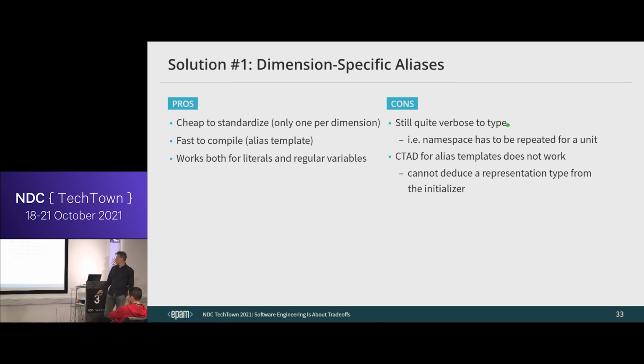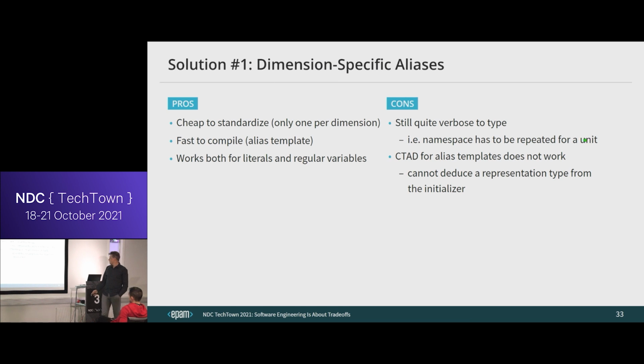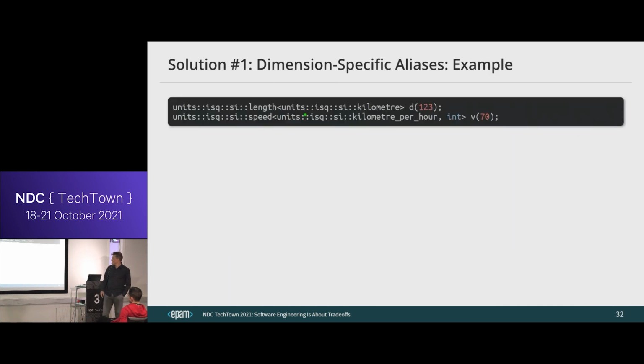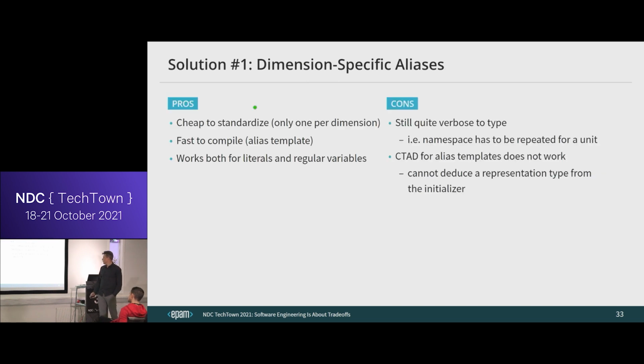Cons, still quite verbose, right? It's still quite long. And the namespace has to be repeated for a unit. So you have a namespace for the alias and a namespace for the unit, the same prefix, which is probably suboptimal. Class template argument deduction for alias templates does not work here because there are some additional parameters. So we cannot deduce, for example, the representation type from the initializer.